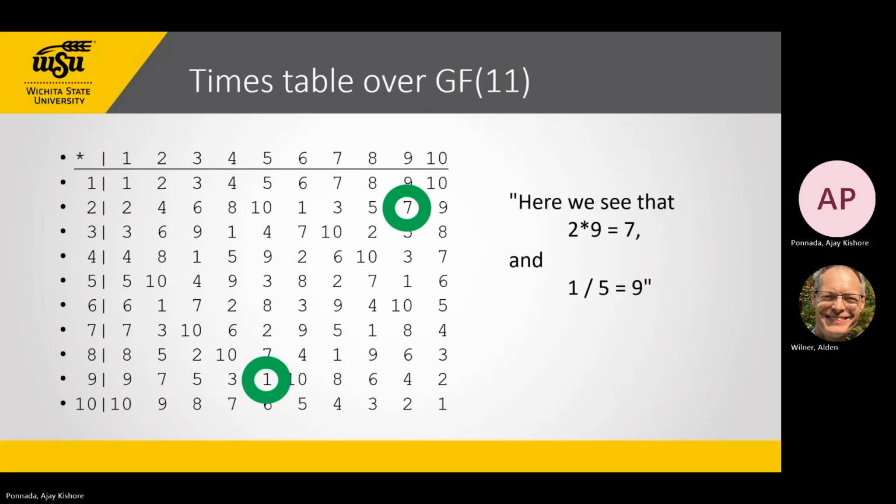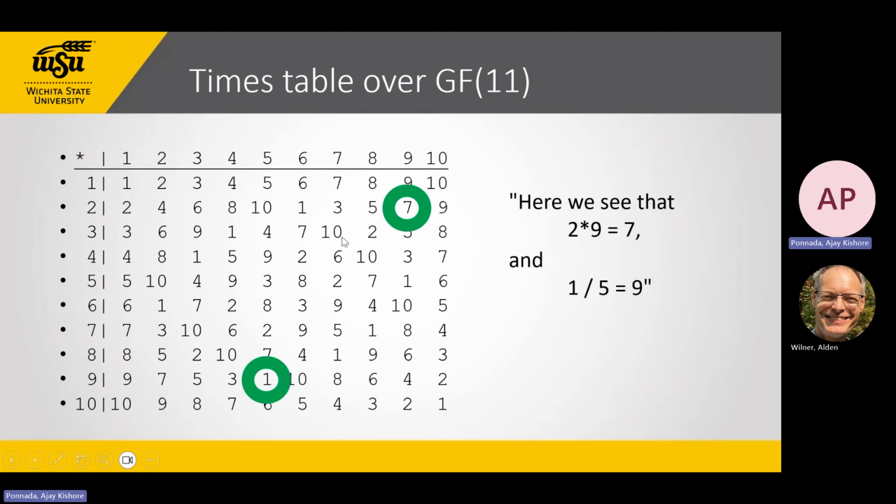So now, if you go back to this table, 1 times 1, 1, 1 times 2, 2, 1 times 3, 3, and so on. 2 times 1 is 2, 2 times 2 is 4, 2 times 3 is 6, 8, 2 times 5, 10, 2 times 6, 12. So it's exceeding 11, so we are doing mod 11. 12 mod 11 is 1, so we put 1 here. In the same way, 7 times 2 is 14, and 14 mod 11 is 3. This is how we generated this table.